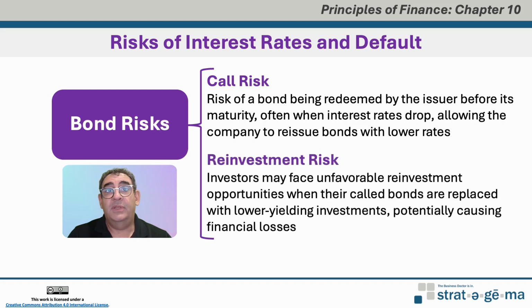The fourth type of risk is reinvestment risk, and this relates to call risk. So this is what happens when investors face unfavorable reinvestment opportunities when their, let's say, 7% bond is called and replaced with a 5% bond. So this could cause some financial losses as well.